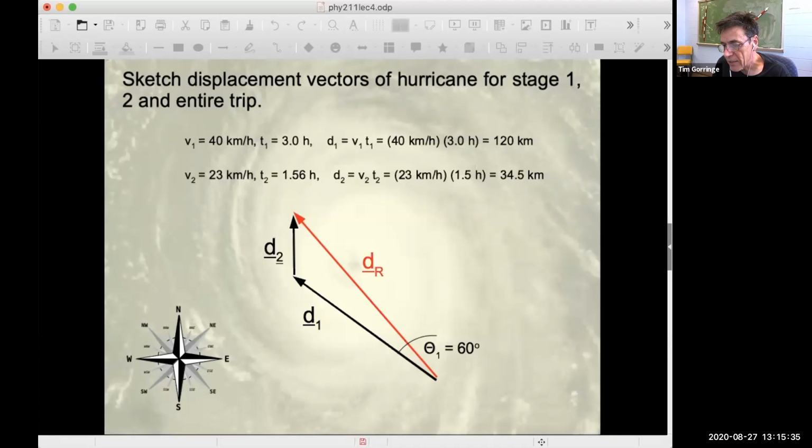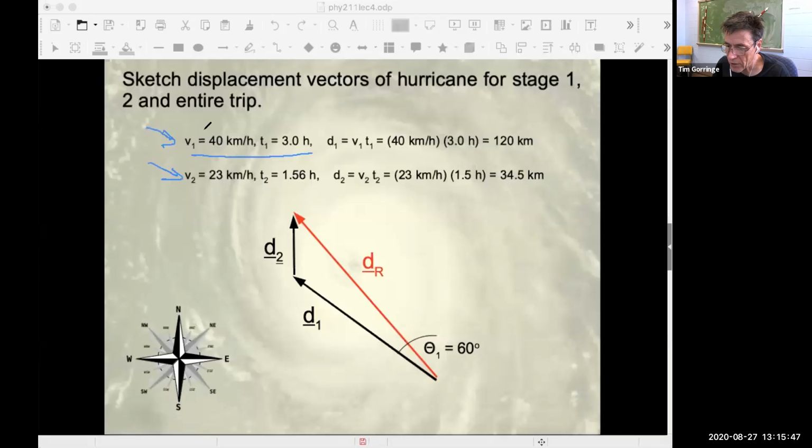The first thing I did, I wrote down the numbers that we were given in the problem. So during the first stage of the trip, we were told it's at 40 kilometers an hour for 3 hours. And for the second stage of the trip, it was 23 kilometers an hour for an hour and a half. This shouldn't be 5.6, this should be 5.0. And so those are the numbers that we were given in the problem. And I put little labels 1 on the first stage, and 2 on the second stage. And so those are the V1s, V2s, T1s, T2s.